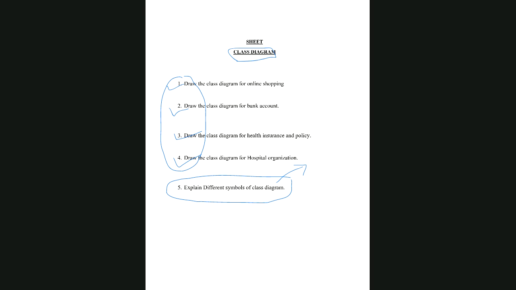So let's move to the class diagram now. The question comes: what do you mean by a class diagram? A class diagram is a diagram, or a model, which models the static structure of a system. It shows the relationship between classes, objects, attributes, and operations. So you can take down the definition of a class diagram.